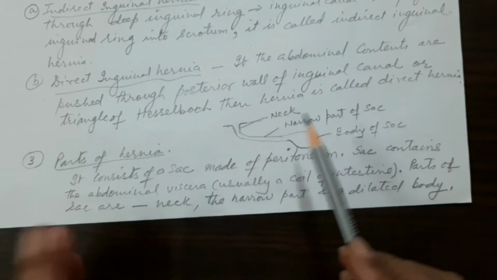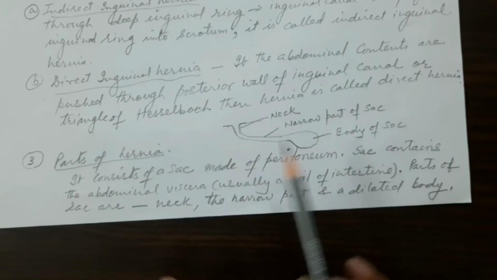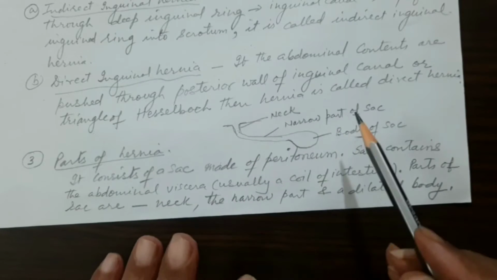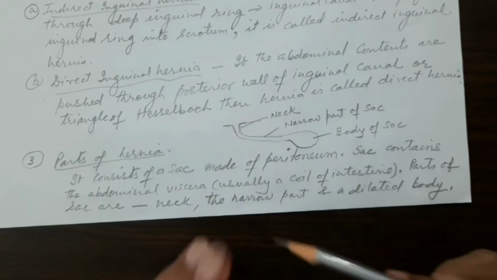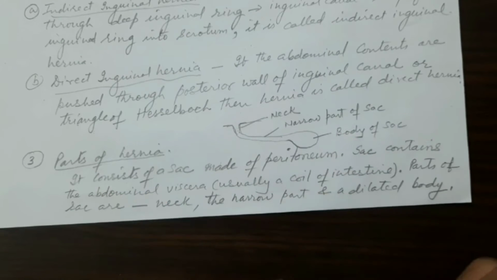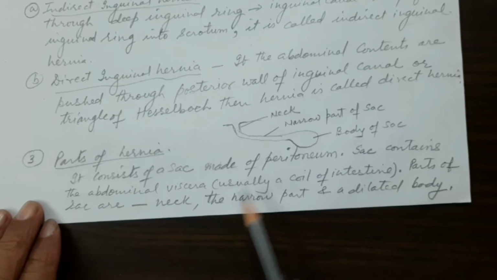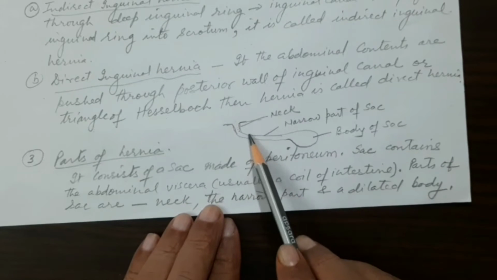In the direct, it may be lying medial to the inferior epigastric artery in the Hesselbach triangle, and then here the neck is not narrow, it is quite wide, because it is not coming through a small opening of the deep ring, but it is coming after pushing the posterior wall of the anterior abdomen. Posterior wall.